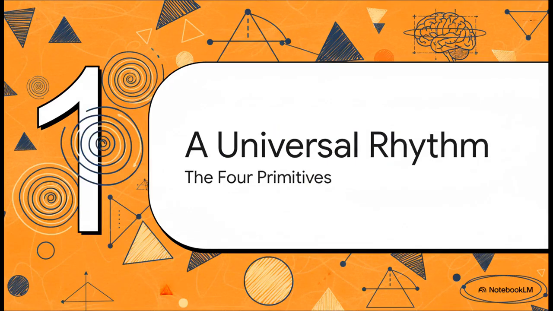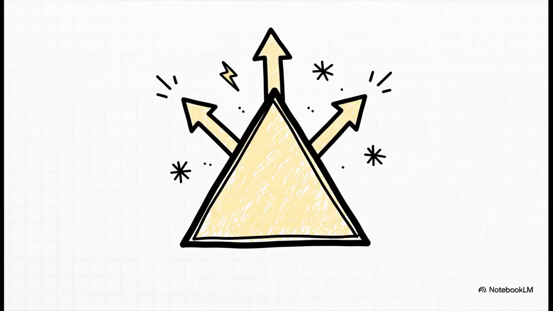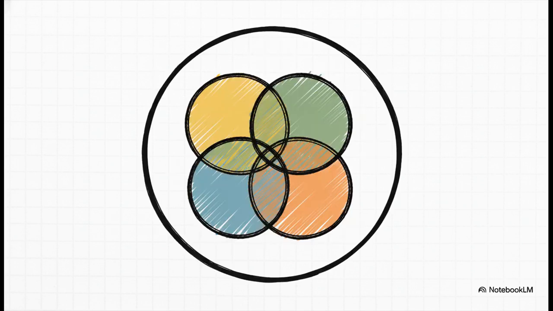So to really get a handle on this rhythm, we first need to learn its visual language, and the theory gives us 4 fundamental geometric shapes, or primitives as it calls them, that act as the alphabet, the basic building blocks for this universal pattern. First up, you've got the triangle. According to the theory, this shape is all about focused attention. It's that initial spark of energy you need to make a decision, to set a clear intention, to point yourself in a direction. Then we have its polar opposite, the circle.